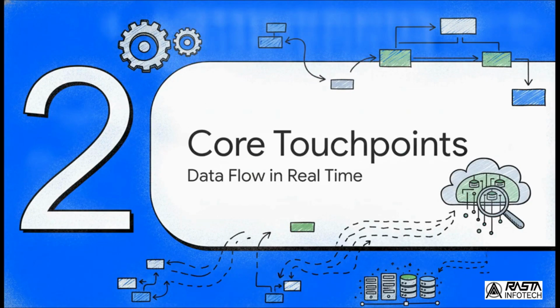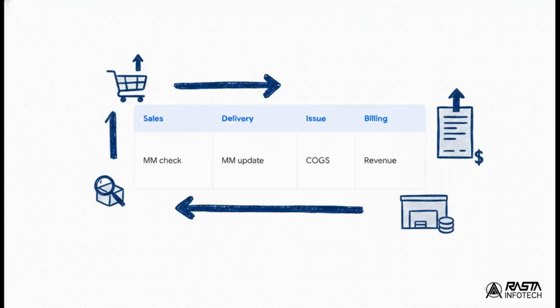Moving right along to Section 2, core integration touchpoints. Let's look at how the data actually flows in real time. Let's track a transaction as it happens. The second a sales order is created, it instantly triggers an availability check against the actual physical stock sitting in materials management. Then, as the delivery happens, the system updates the inventory status.